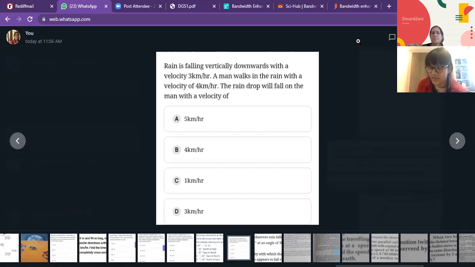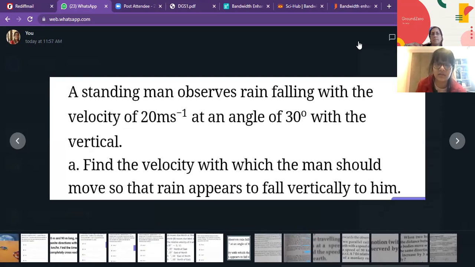We have to find the velocity of the rain with respect to the velocity of the man. So the direction of rain will get reversed. Yes. That was simple. Next one.